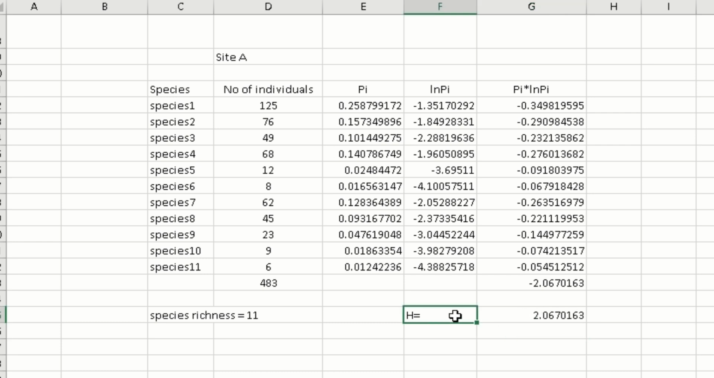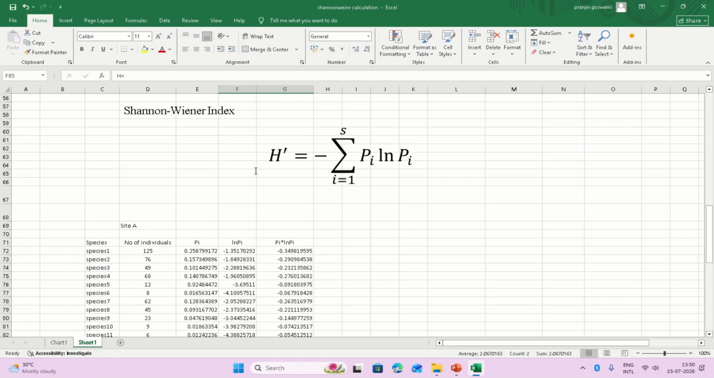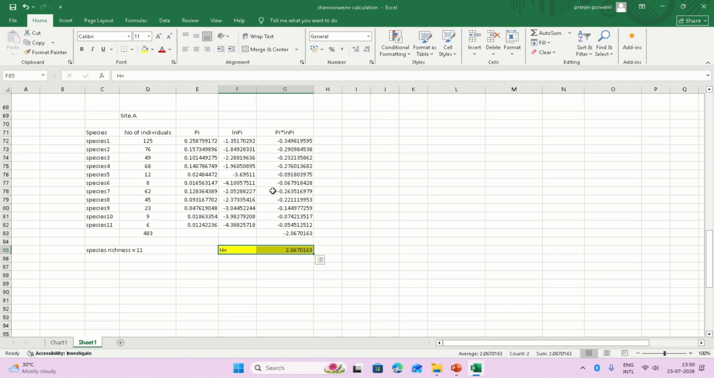This is the final result of the calculations, and this is the Shannon-Wiener index of site A of these communities. So that is how the Shannon-Wiener index is calculated using Excel.